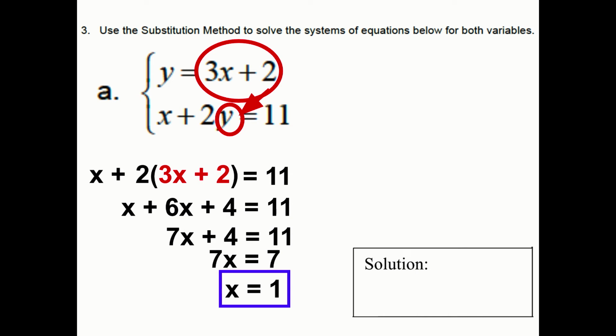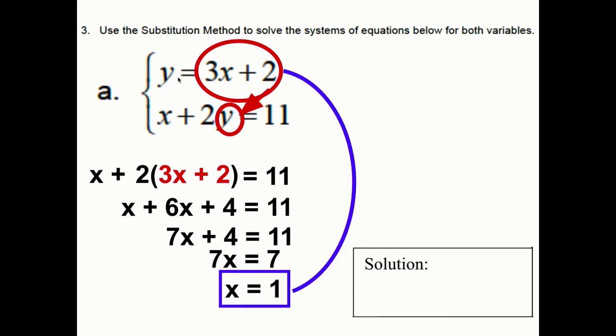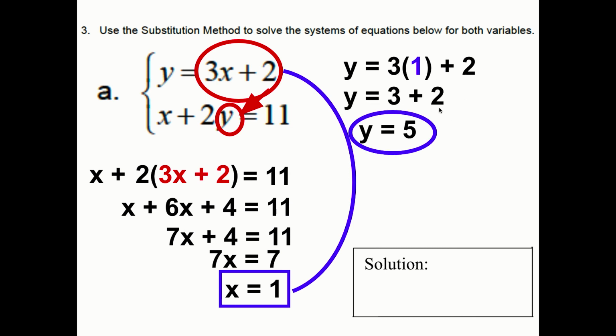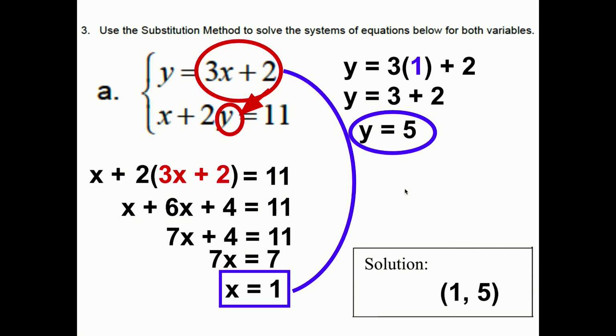You're not going to stop there. You have to find both x and y so you can name the solution. So we're going to plug the 1 in up here to solve for y. So we're going circle to circle here. So y equals 3 times x, which is 1, plus 2. So 3 times 1 is 3 plus 2. 3 plus 2 is 5. You always write your answer as x comma y. So it's 1 comma 5.